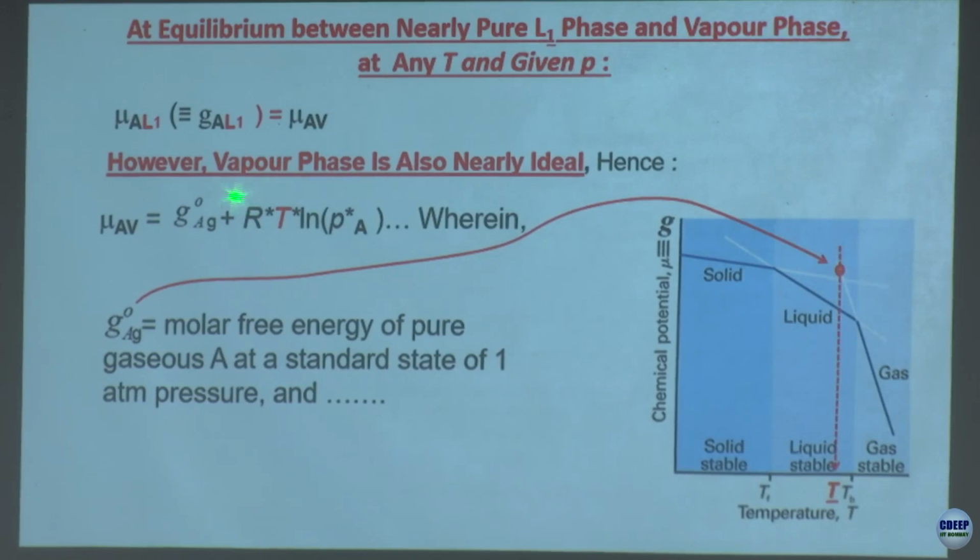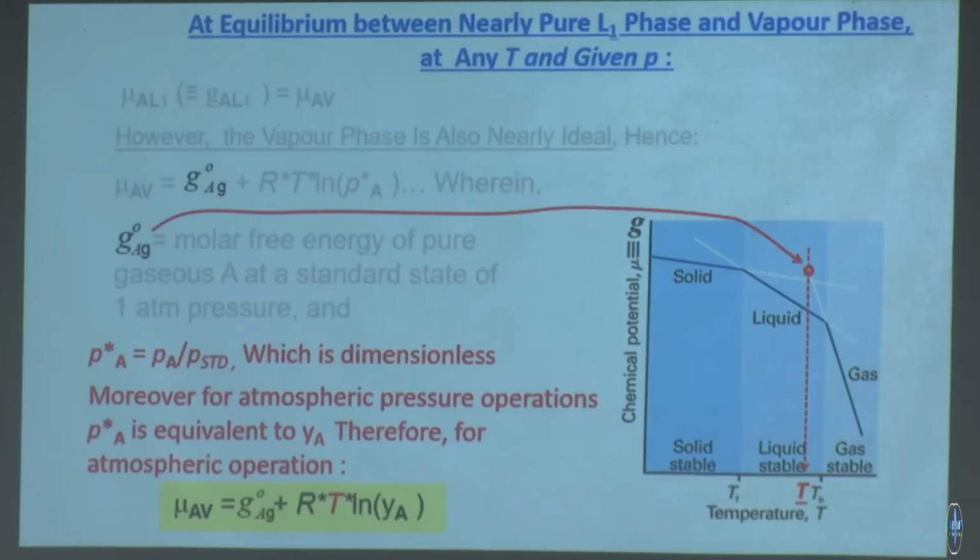So, this plus this is the chemical potential of A in the vapor phase, and this is at a given temperature. At different temperatures it will be a different value, depending upon where on this line you are, or at what temperature you are looking at that value. This is again explained here: the P asterisk is nothing but the partial pressure of A divided by the P standard, which is dimensionless. Moreover, for atmospheric pressure operation, P asterisk is equivalent to YA.